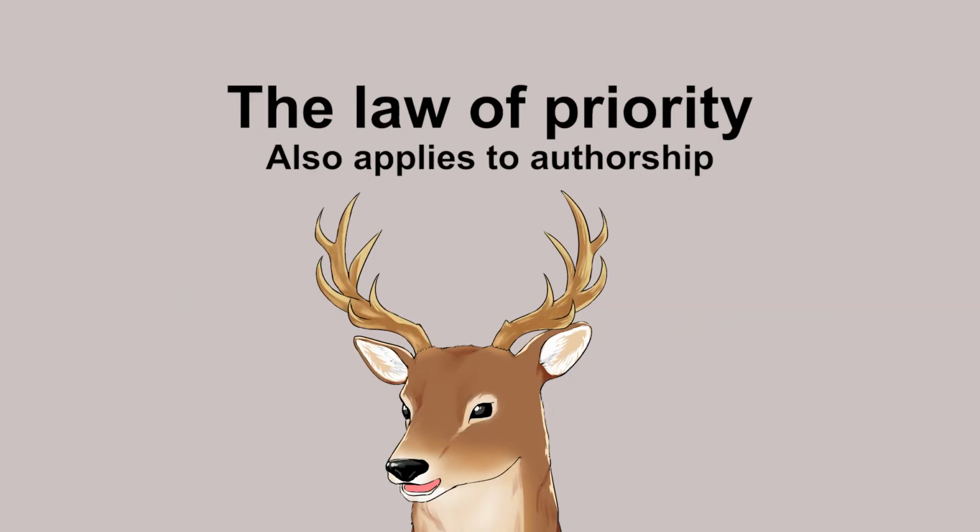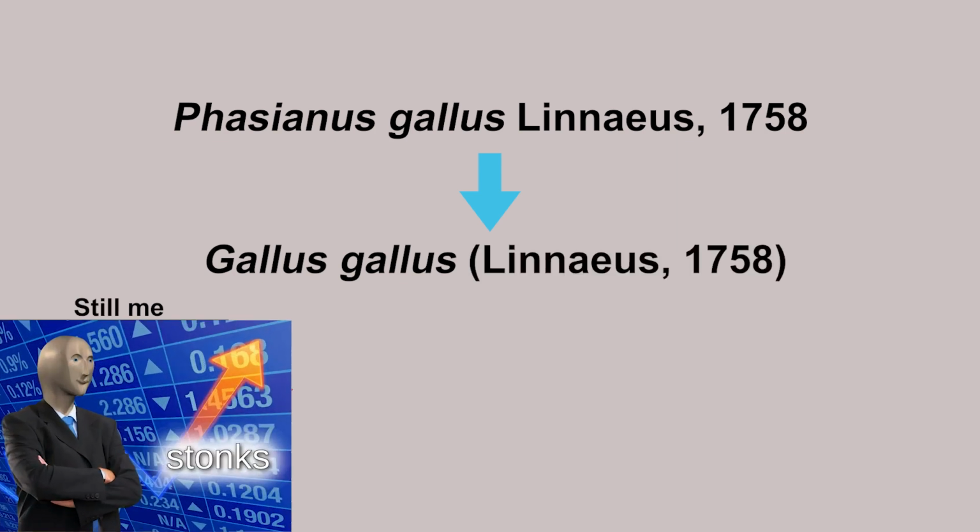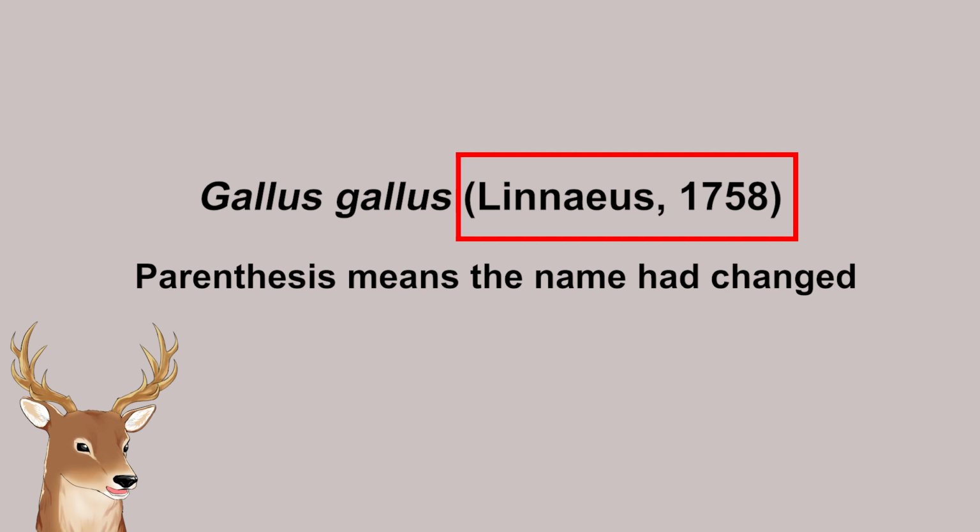The law of priority also applies to authorship. For example, Linnaeus in 1758 described and assigned the name Phasianus gallus to the red junglefowl. It is now called Gallus gallus, but still, the authorship is written as Linnaeus 1758, but in parentheses. So, if you see a scientific name whose authorship is written in parentheses, that means the taxon has undergone a change.